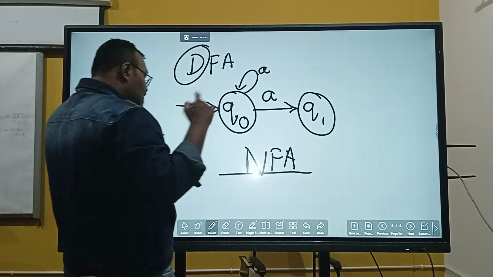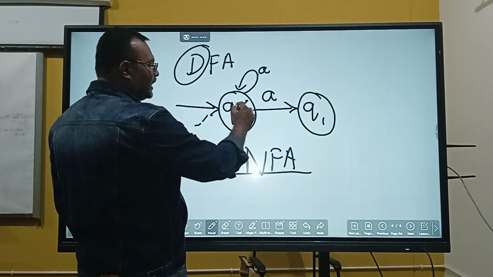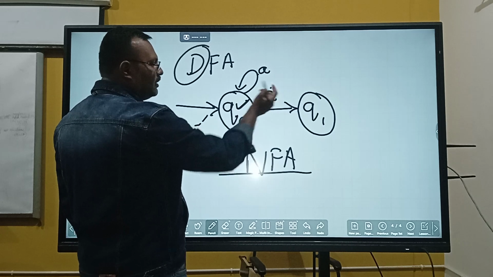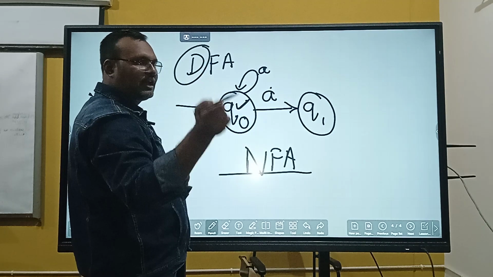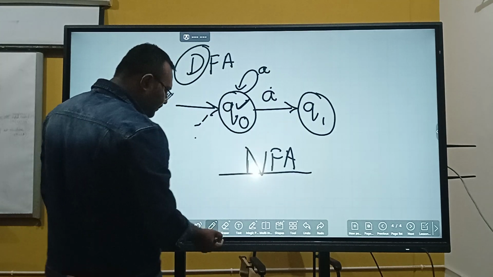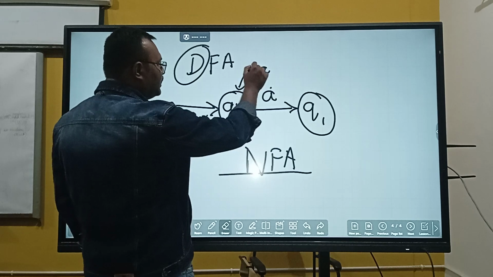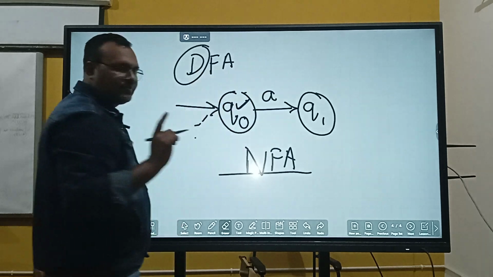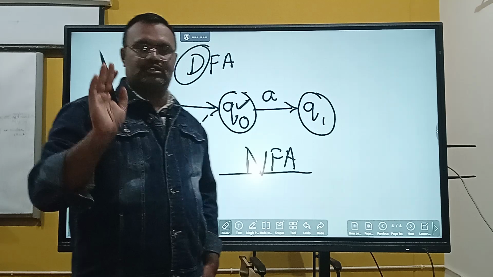So what I am trying to tell you is, in any state, for a symbol, there will be only one transition. There cannot be multiple transitions. So now this is NFA. Suppose if I remove this, it is DFA. Now I hope you understood this concept.